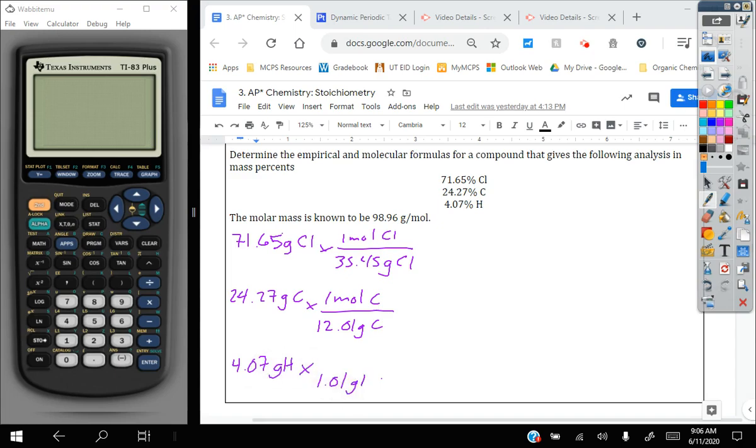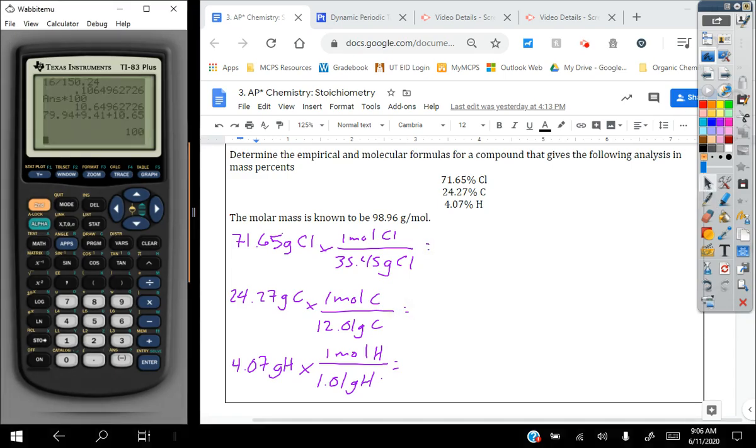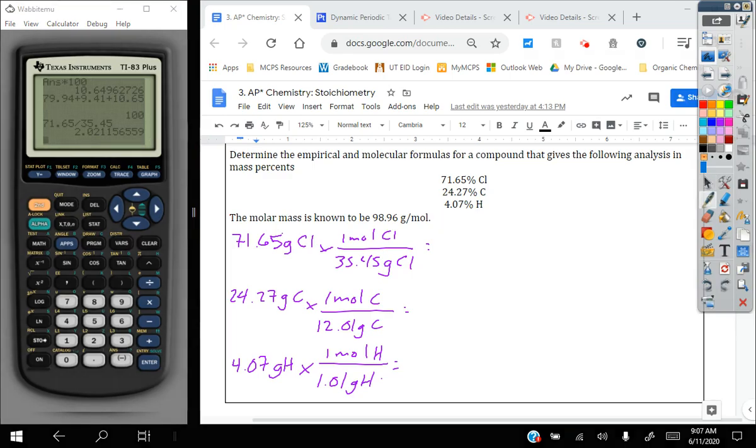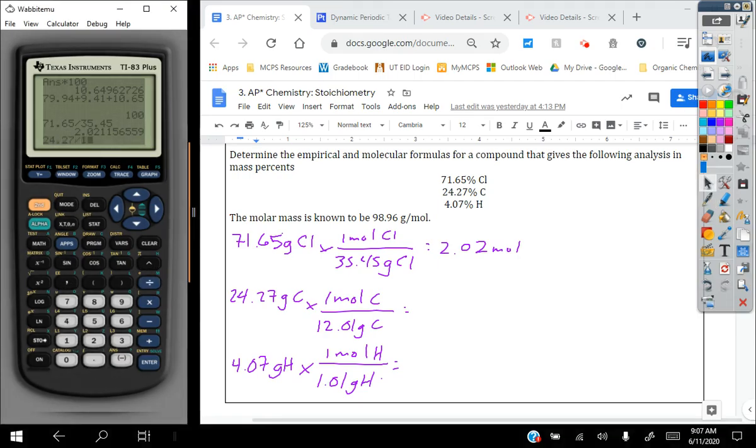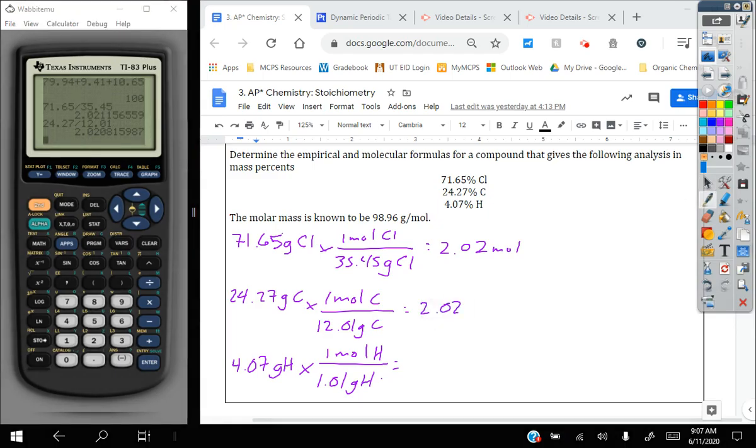So 1.01 grams of hydrogen. Same deal with hydrogen. That's normally diatomic, but in this problem, you just need the regular mass. Okay? So then we're going to figure out each of these: 71.65 divided by 35.45 gives me 2.02, and those are considered to be moles, 2.02 moles. We've got 24.27 divided by 12.01. This is also roughly 2 moles.